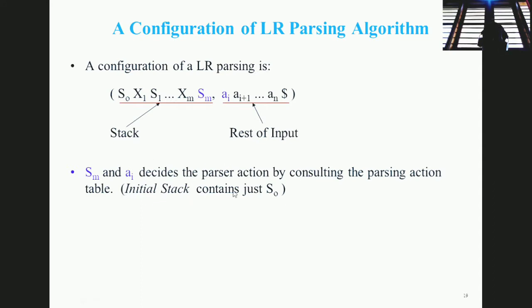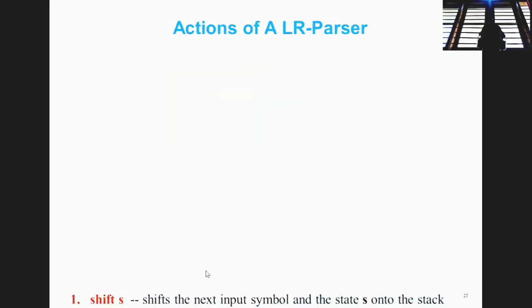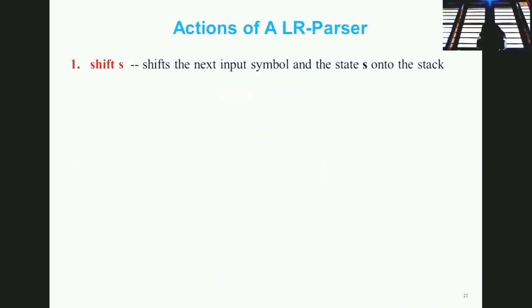By looking at the parsing action table, you decide whether to shift an element ai onto the stack or whether to reduce. A configuration of the LR parser represents a right sentential form. Now, the action of an LR parser consists of four things. One is shift, the other is reduce, the other is accept, and the last one is error.